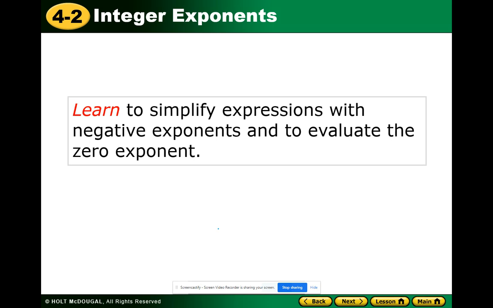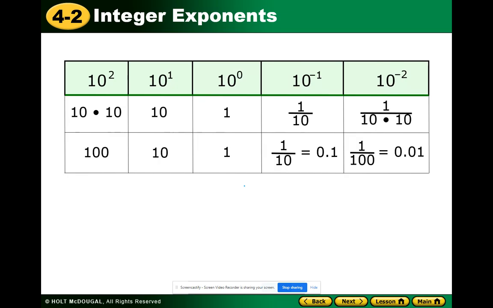All right. Learn to simplify expressions with negative exponents and to evaluate zero exponents. Negative exponents and zero exponents. Now, the zero exponents, I can tell you what it always is. Negative exponents, well, we got to focus on that a little bit more. All right. We just kind of saw what 10 to the fourth, first, all those are.